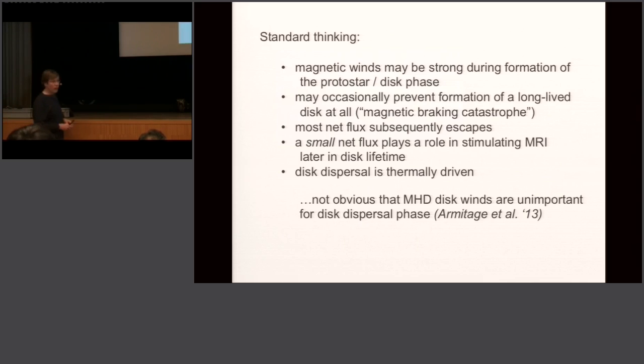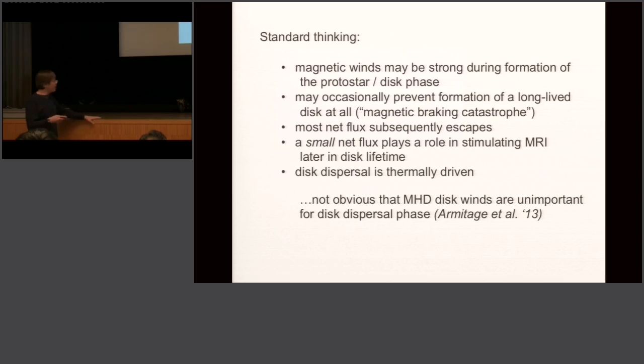Okay, so then let me just summarize the standard thinking on disk winds. The standard thinking is that, yes, we may have both of these wind processes operating, photoevaporation and MHD disk winds being launched from the disk surface. And the standard thinking is that the magnetic winds are strongest during the formation of the protostar and the formation of the disk phase. And indeed, they may occasionally be strong enough to actually prevent the formation of a fully fledged disk at all. That's the so-called magnetic braking catastrophe, which must be averted in most cases, but in principle could occur in some cases.